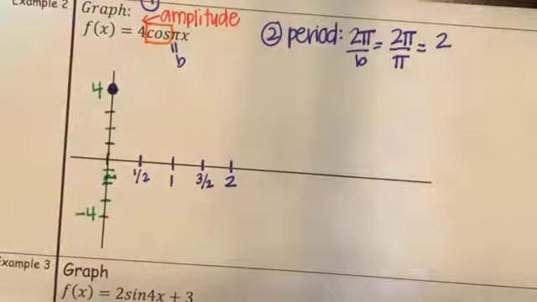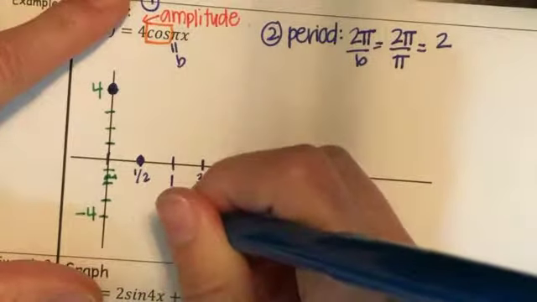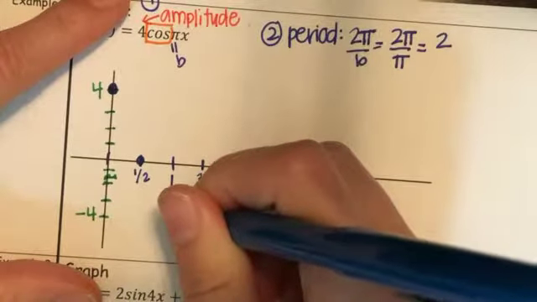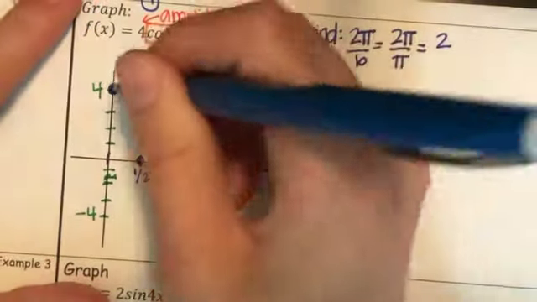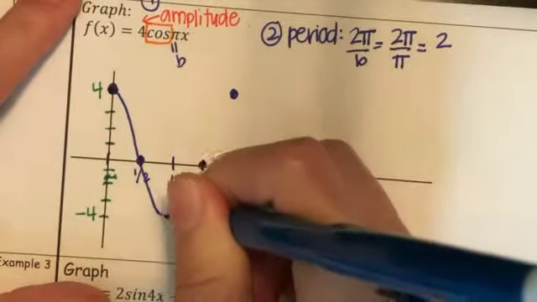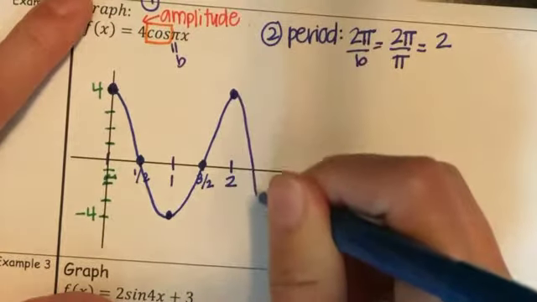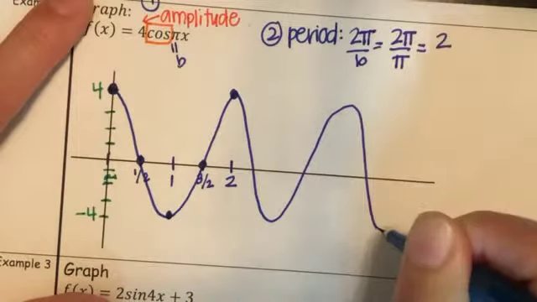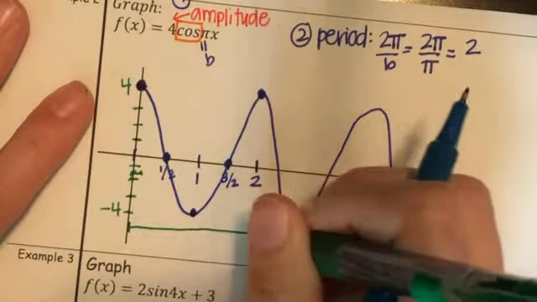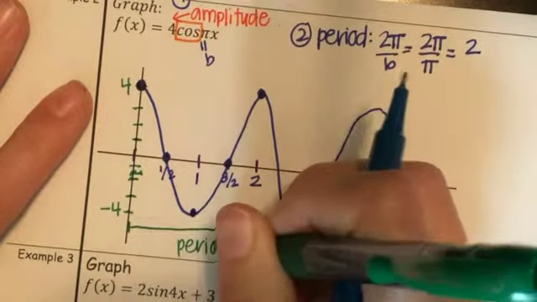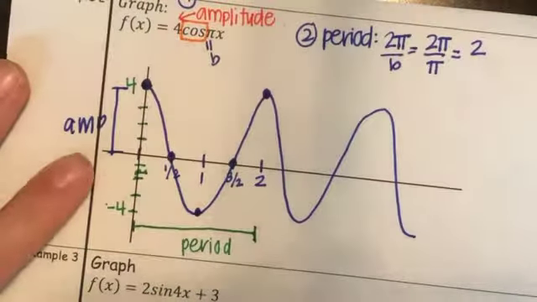So for my cosine graph, I start here, and then here I'm going to have a point. It's going to go down underneath 1, -4, then it's going to go back up, and then end up here at 2. So that's going to be one full cycle through, and then you can just continue drawing. It bounces back and forth. Okay, so again, right here is showing period, and here is our amplitude of 4.